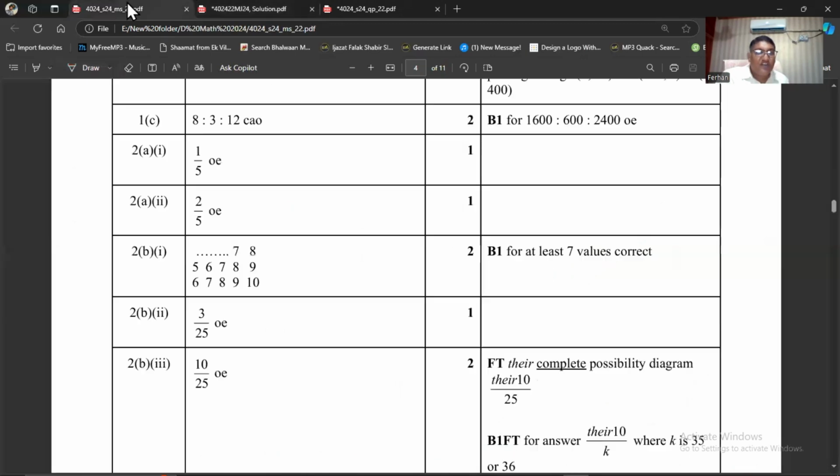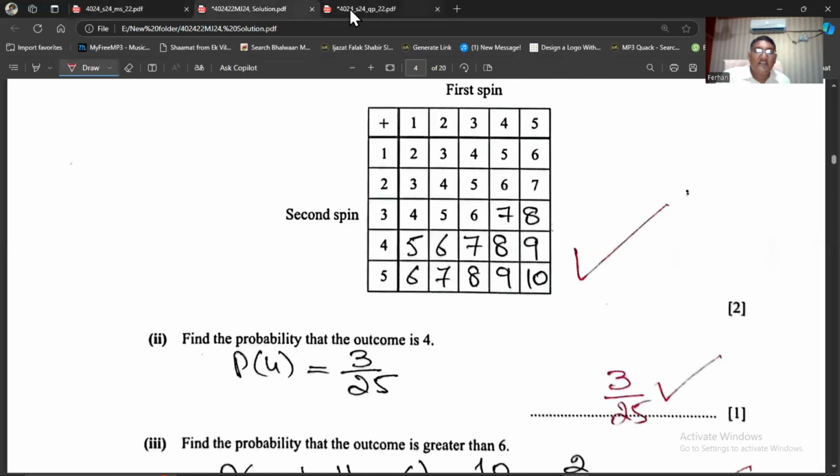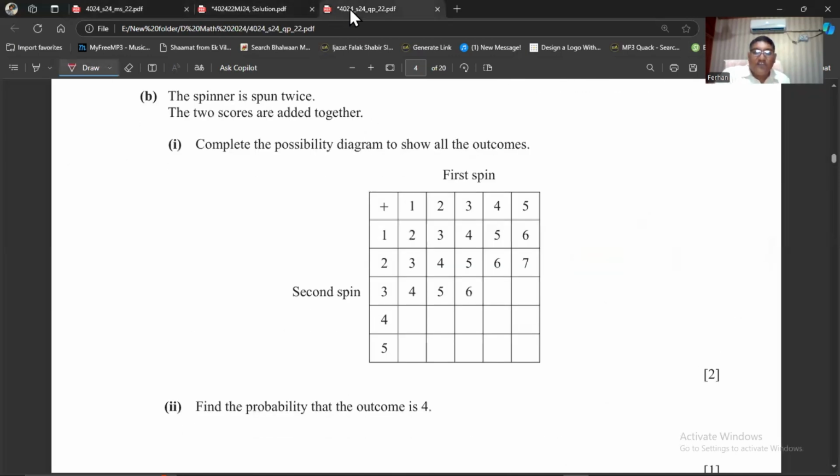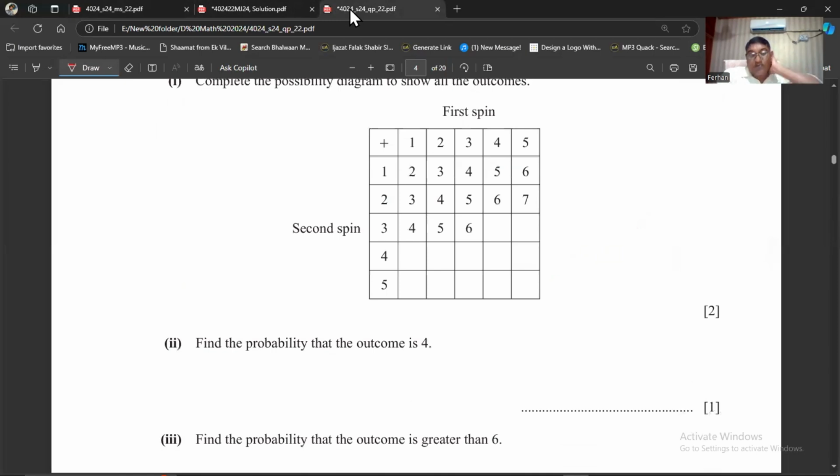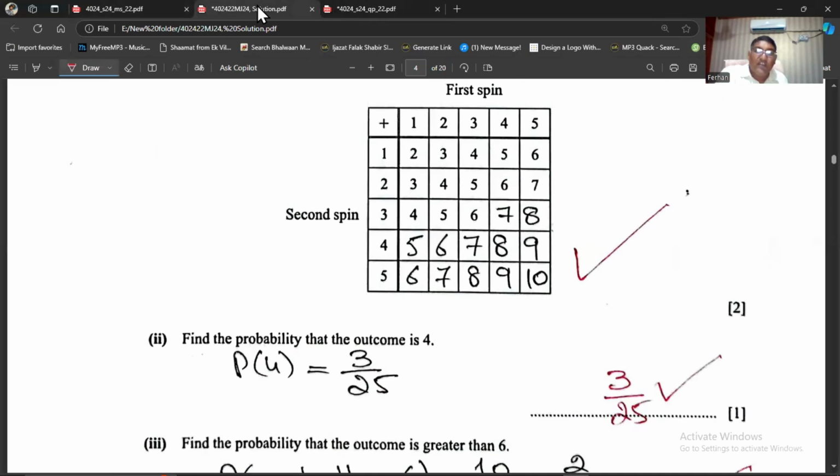So this is how you will do this. I have checked this answer. The answer is right. This is how it is done. Then their question is, find the probability that the outcome is 4. So here we have checked how many times you got 4.